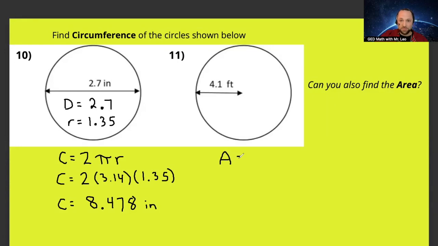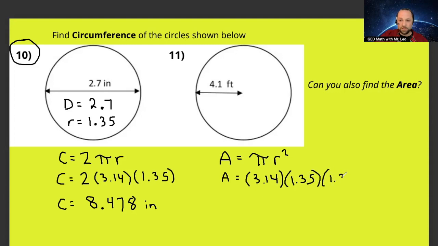Let's write the original formula. That is pi r squared. I'm still working on number 10 over here, right? So plug in what we know. Pi is 3.14 in parentheses. The radius squared, that means it's going to appear twice, is 1.35. So I'm going to do 1.35 in parentheses times another 1.35 in parentheses.